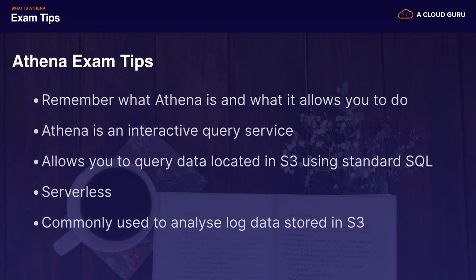So let's get started. Starting off with Athena, just remember what Athena is and what it allows you to do. It allows you to run standard SQL queries on files you have stored in S3. You point it to your files in S3 and it allows you to run standard SQL queries against the file. One of the most common use cases for Athena is to analyze CloudTrail logs. And if you remember in the lab, that's exactly what we configured. We created a CloudTrail to log all of the API activity in our account. The logs were stored in S3 and we used Athena to run SQL queries against the logs.